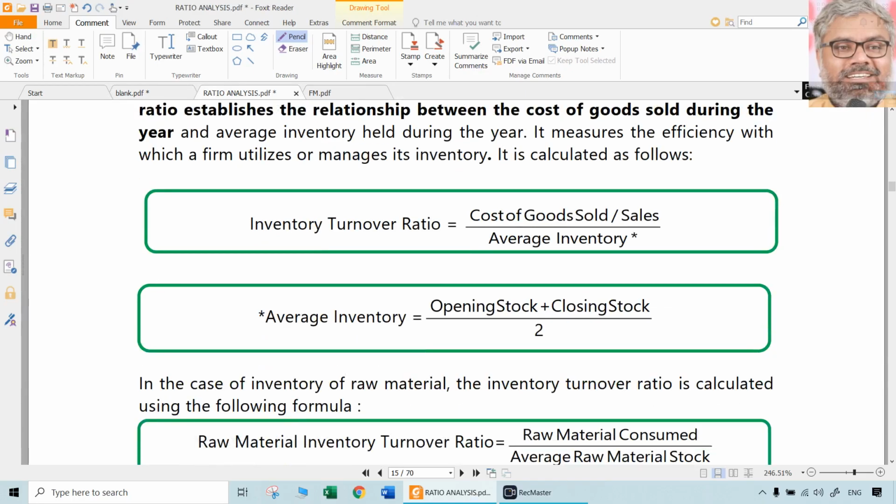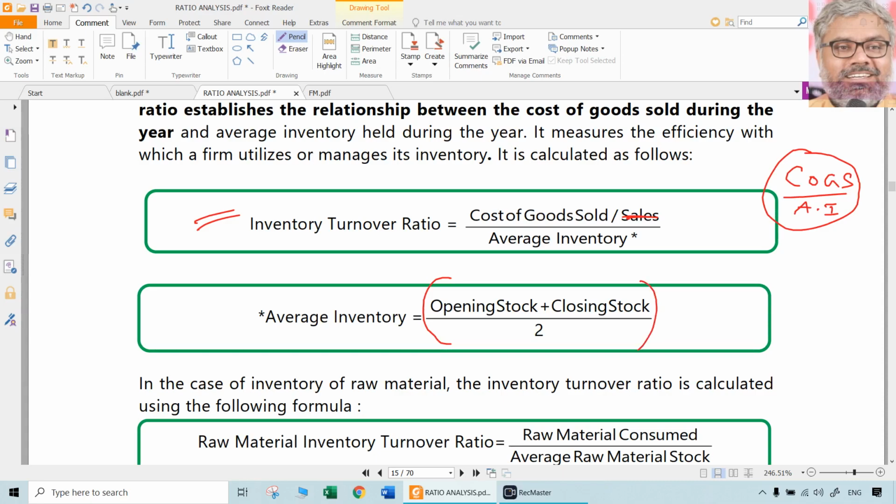What is inventory turnover ratio? This formula you already know. But here what is the preferable numerator? Not sales. Here the preferable numerator is cost of goods sold divided by average inventory, average stock. Cost of goods sold by average stock. You know this in costing also. That is inventory turnover ratio. What is average stock?